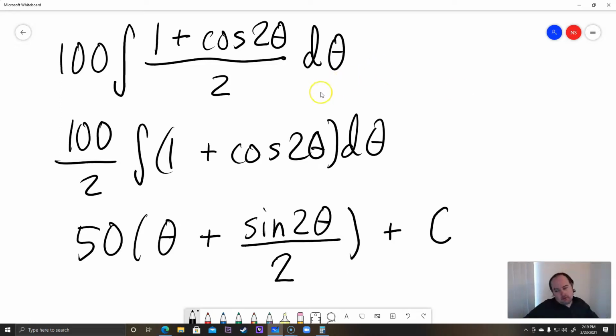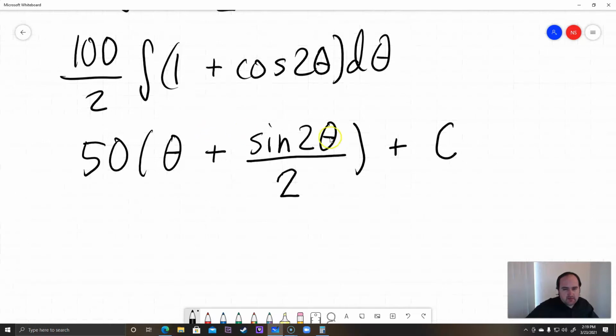Okay, but you're not done. So now for the somewhat tricky part. I think what I'm going to do here is leave it in this format, and then we need to probably draw a right triangle to be able to do the rest of the problem.